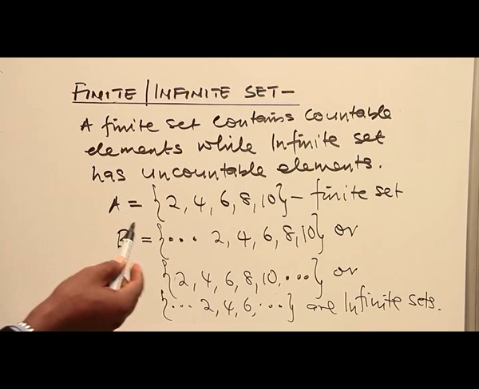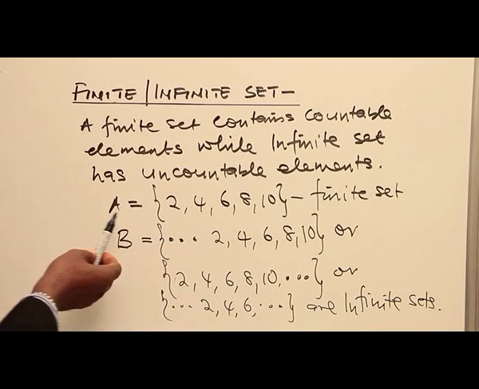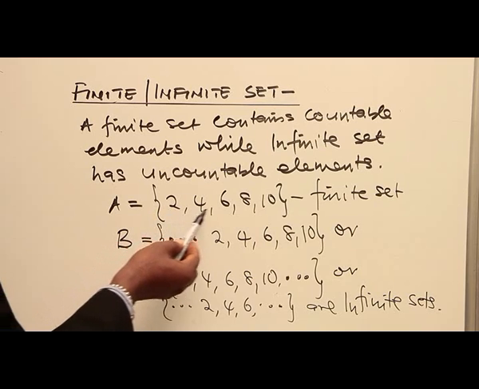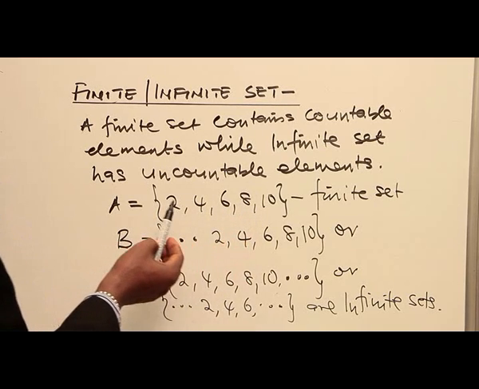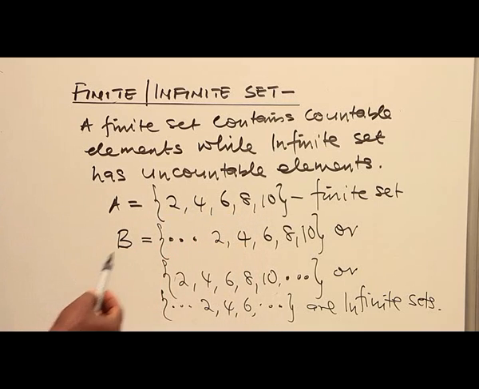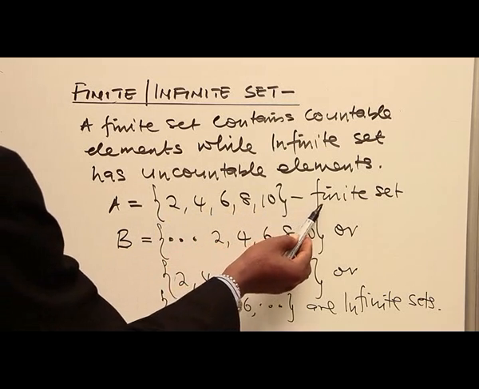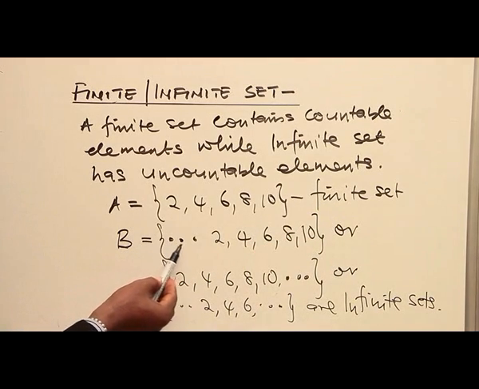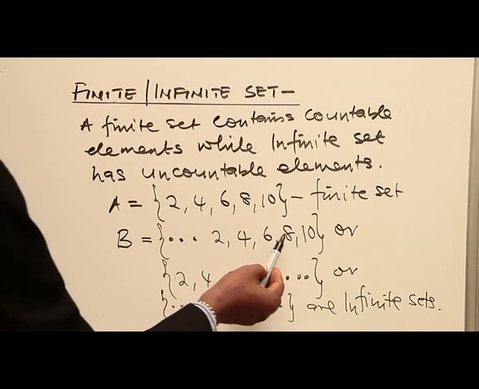And these are represented as follows. For example, a set A is equal to the elements 2, 4, 6, 8, 10. You discover that we have 1, 2, 3, 4, 5 elements. They are countable. Such a set is called a finite set. While a set B has ellipses, these 3 dots in mathematics are called ellipses. So we have dot, dot, dot, 2, 4, 6, 8, 10.